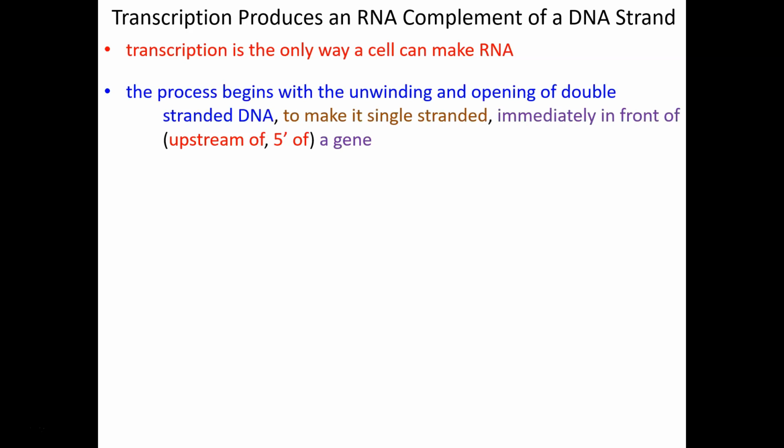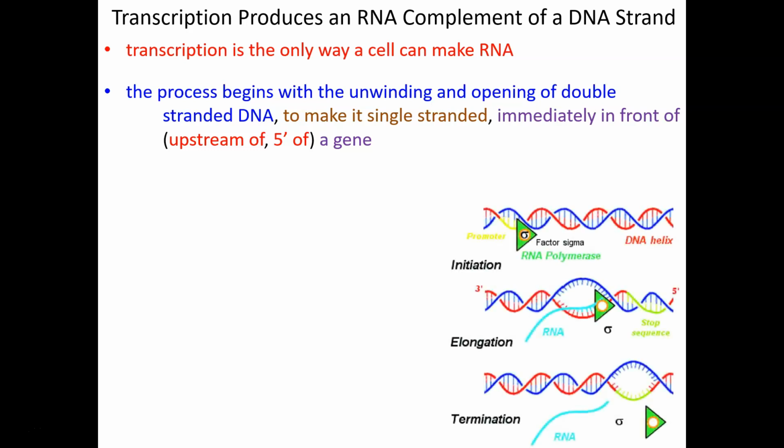The process has to start with the unwinding of the DNA compaction and the opening or the separating of the double strands, making those 2 strands accessible. We need to make DNA single-stranded, at least in the region of the gene, so that the transcriptional proteins, the machinery, the enzymes for transcription can access that DNA. And we usually begin that separation just in front of a gene. We use the terms upstream or 5' of the gene, meaning right before it.